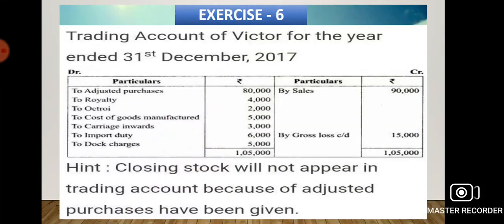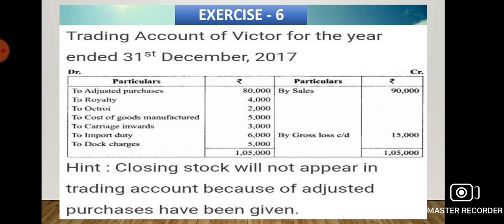So I will read the question. From the following balances taken from the books of Victor, prepare the trading account for the year ended December 31st, 2017. Particulars are given. First one, adjusted purchases 80,000, sales 90,000, royalty on purchases of goods 4,000, auxiliary on purchase of goods 2,000, cost of goods manufactured 5,000. Then closing stock 7,000, carriage inward 3,000, import duty on purchase of goods 6,000, dock charges on purchases 5,000.